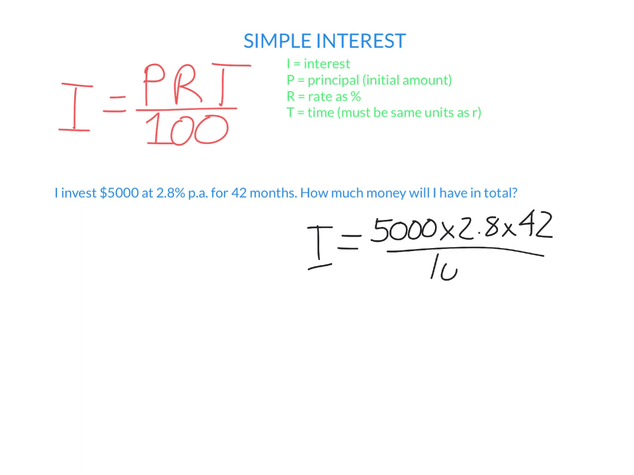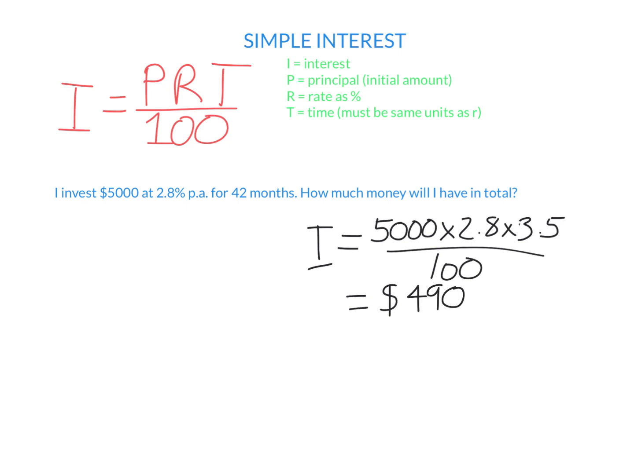Now there is a problem here. The rate is PA, per annum, so T I need to change to years. So instead of using 42 months, 42 divided by 12 is 3.5. 42 months is 3.5 years. I need to use 3.5 for years because the rate is per year. So putting that in a calculator, we get $490.